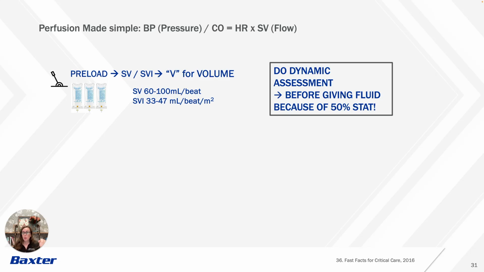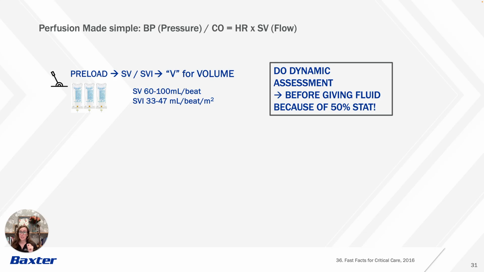I can pull the preload lever and give my patient fluid, but am I really going to do that prior to assessing for fluid responsiveness? Especially after the weight-based fluid, according to the literature, the answer would be no. I'm going to do a PLR or a rapid fluid bolus prior to giving any more fluid, because we know that only 50% of hemodynamically unstable patients are going to increase their cardiac output in response to further fluid.